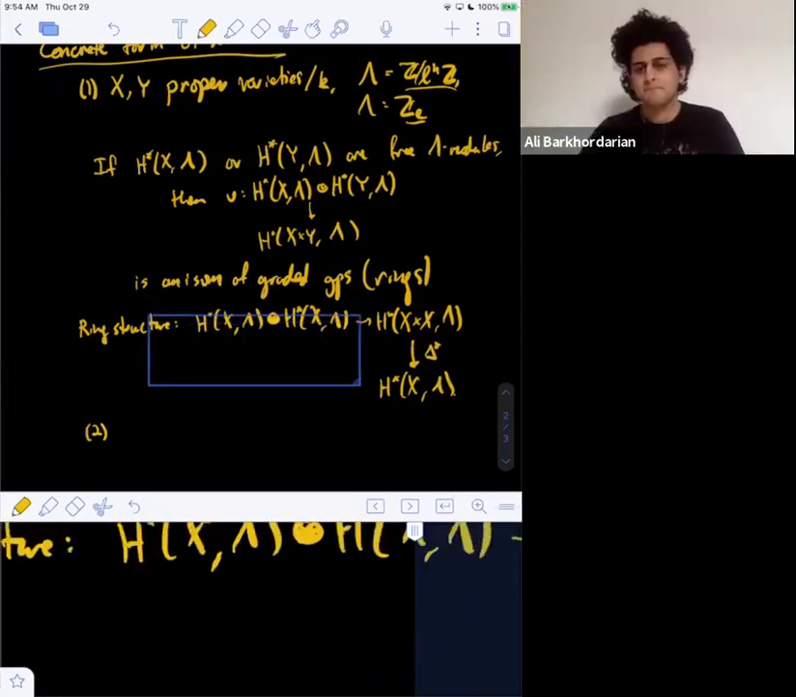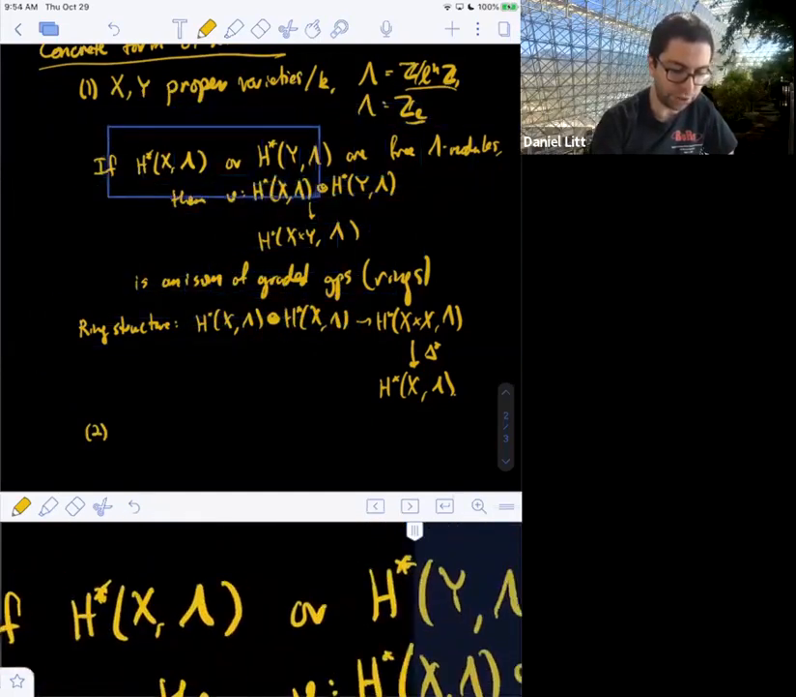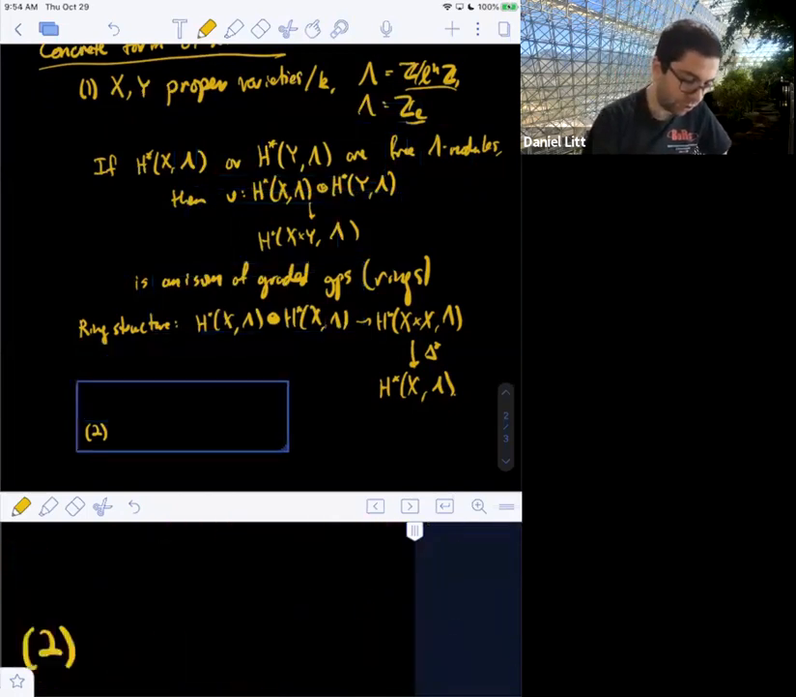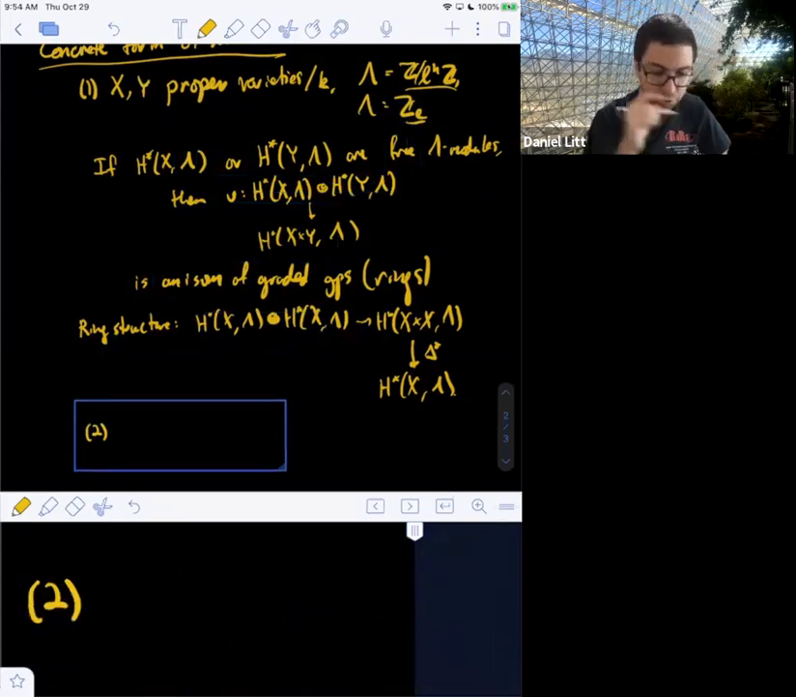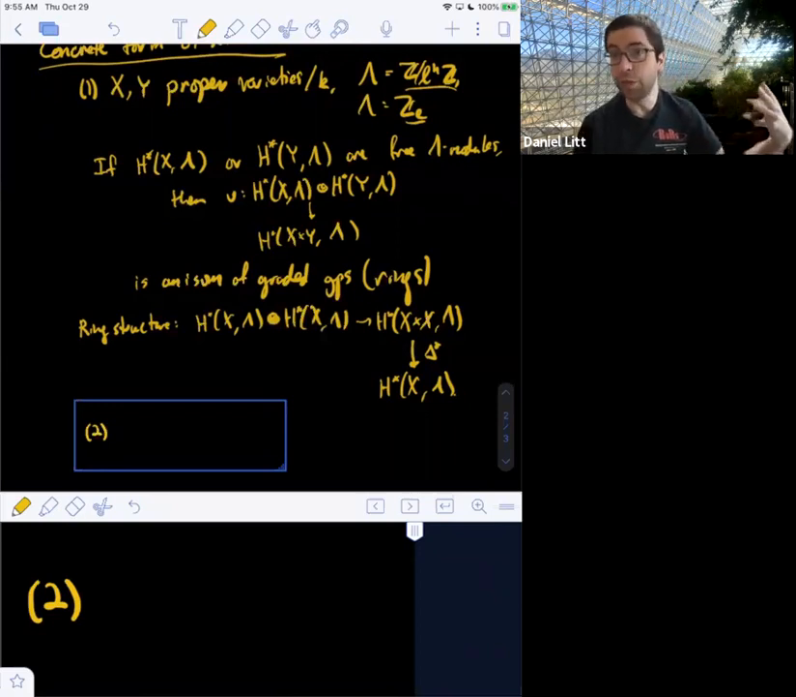Yep. So this assumption that one of the cohomology rings is free as a lambda module makes all those Tor terms 0. Those Tor terms always vanish if we use Q_L cohomology. We defined that a couple class periods ago. If we have a Z_L sheaf, we get a Q_L sheaf, and the definition of the cohomology is you take the cohomology of the Z_L sheaf, which was some inverse limit, and you tensor with Q_L.